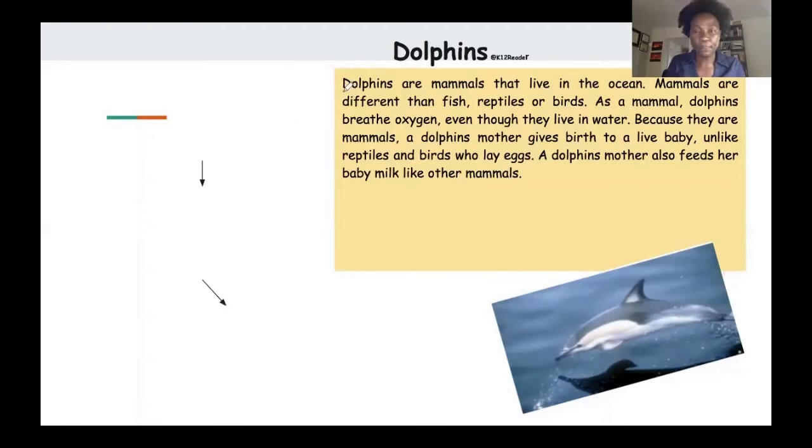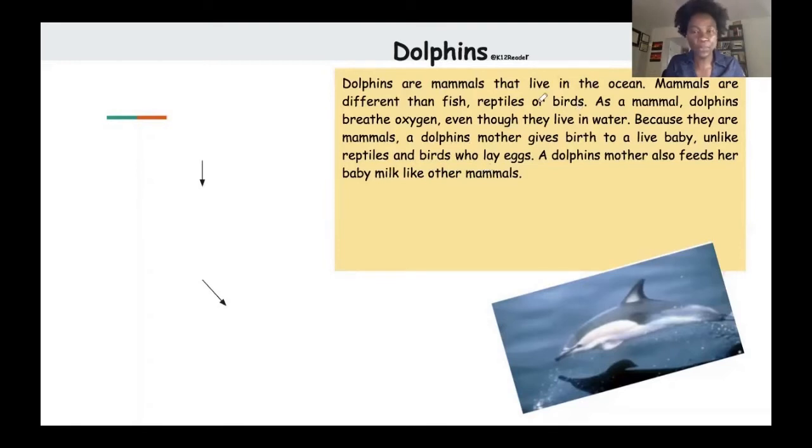Now let's read. Dolphins are mammals that live in the ocean. Mammals are different than fish, reptiles, or birds. As a mammal, dolphins breathe oxygen, even though they live in water. Because they're mammals, a dolphin's mother gives birth to a live baby, unlike reptiles and birds who lay eggs. A dolphin's mother also feeds her baby milk like other mammals.